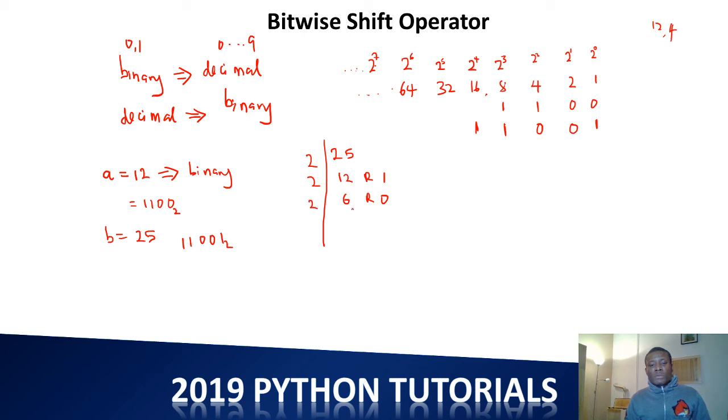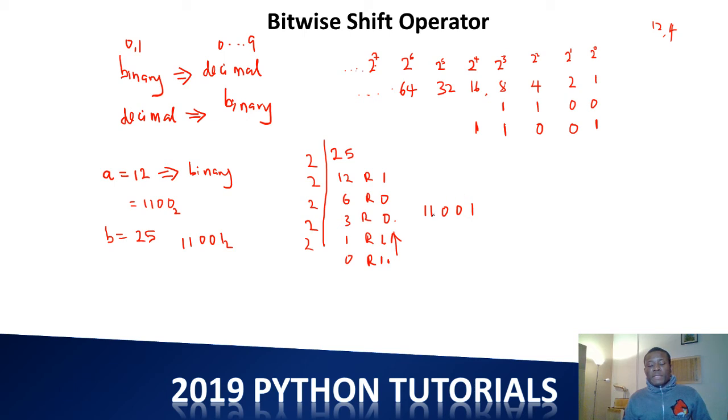You have 2 into 6, you have 3. Remainder 0. Then 3 divided by 2, you have 1. Remainder 1. And then 1 divided by 2, you have 0. Remainder 1. And then you take from down upwards, you have 1 1 0 0 1. So this is basically how it's done in textbook, which is actually the same thing as here.